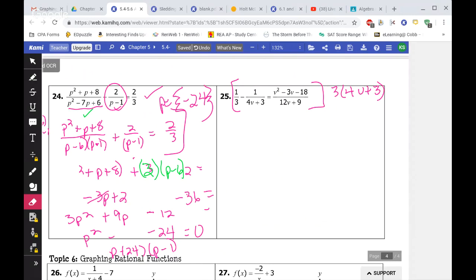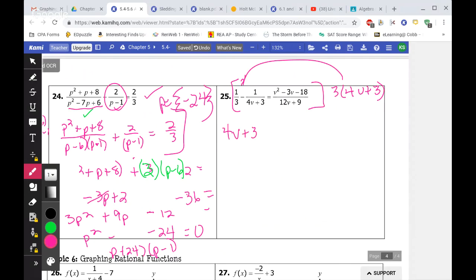So we're going to multiply 4v plus 3 times 1 here. Minus, and then this second one is missing the 3. So we'll have to multiply the top. Or this, technically, it cancels, so you're actually multiplying that. That's kind of what you're doing. And then you got v squared minus 3v minus 18. Okay? Does that make sense? Yeah. Okay.